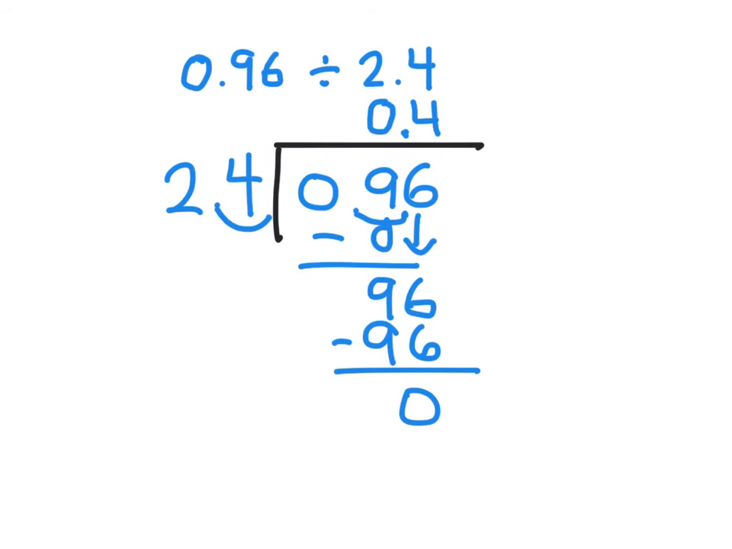So the answer to our problem had a decimal in it. It's 4/10. So it's okay to have a decimal in your answer. It's just when you divide, you can't divide with a number that has a decimal place. Okay, I think you're ready for the self-quiz.